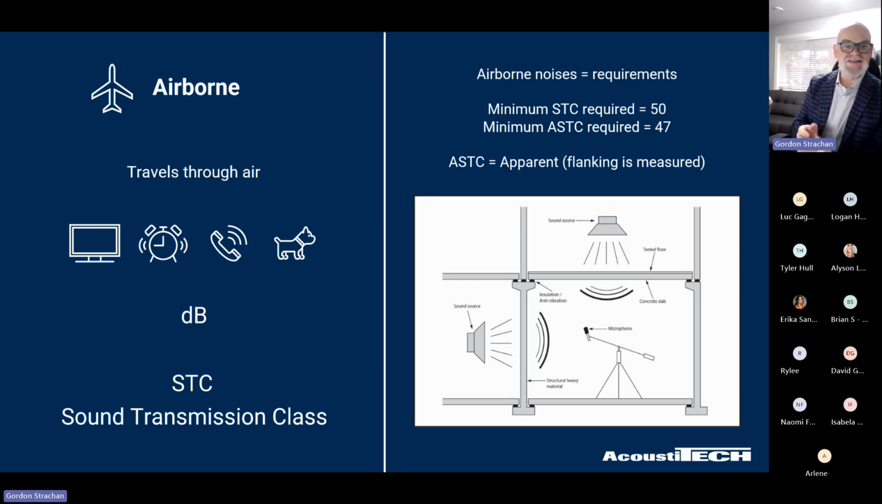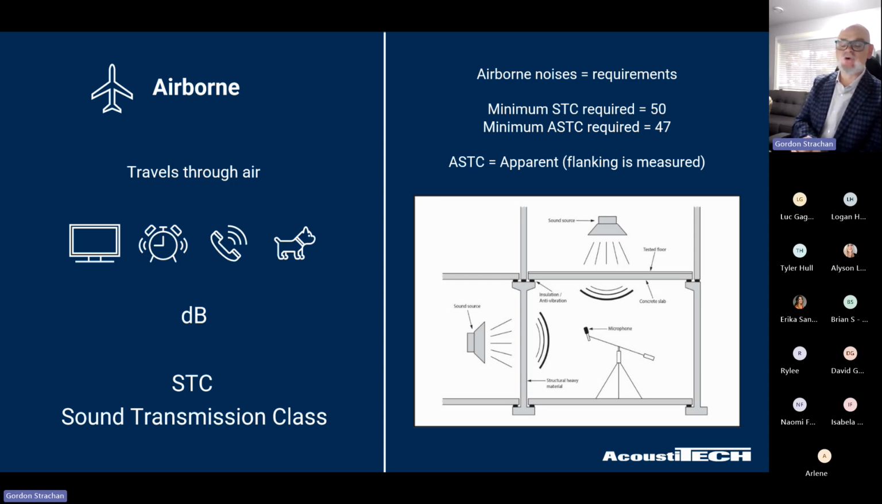Now, the ASTC, as I mentioned, is what's tested on site. So what they're doing is testing in multiple locations in a room to account for the flanking going through the room as well, or through the structure as well. So apparent STC is what you're going to see on a lot of reports coming back now, rather than what was F before. It used to be F for field. Now you're going to see ASTC. And this is what code has brought on as well. So it's very important to acknowledge this.